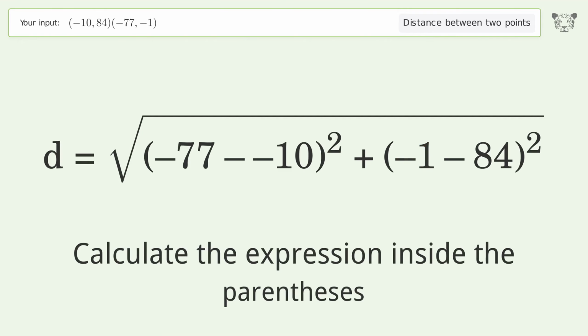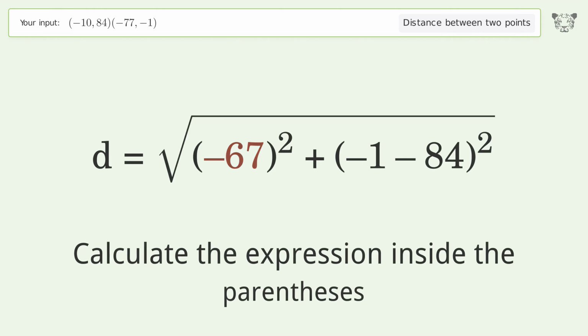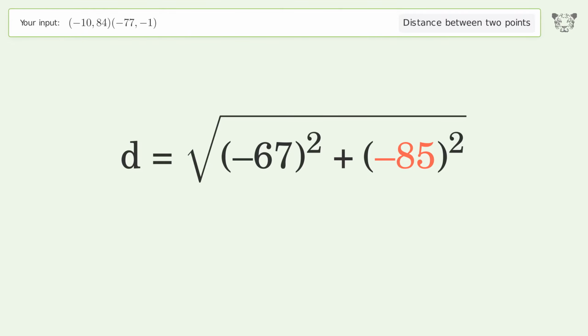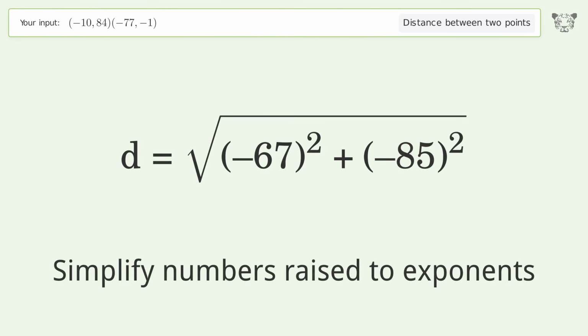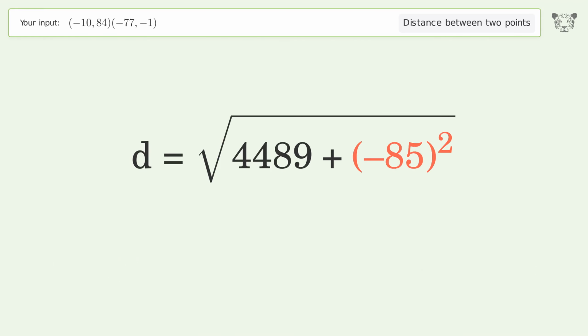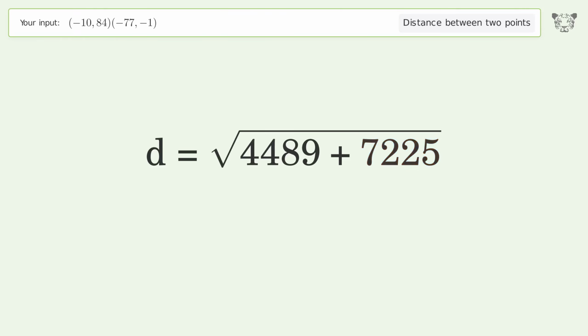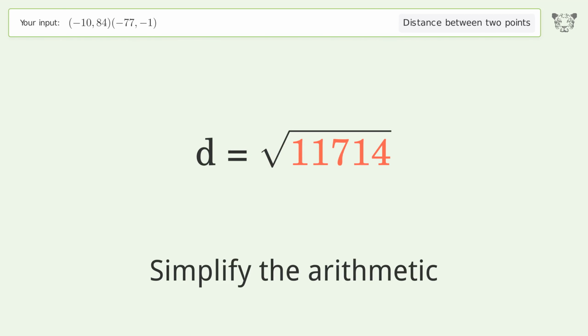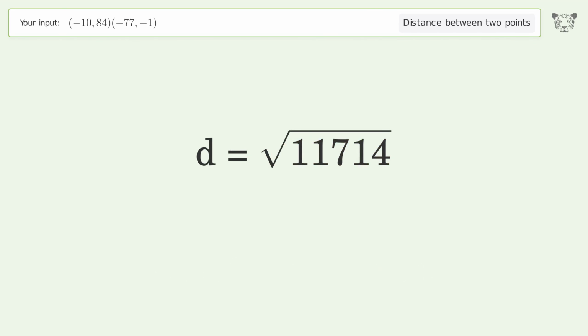Calculate the expression inside the parentheses. Simplify numbers raised to exponents. Simplify the arithmetic. And so the distance between the 2 points is the square root of 11,714 or 108.231.